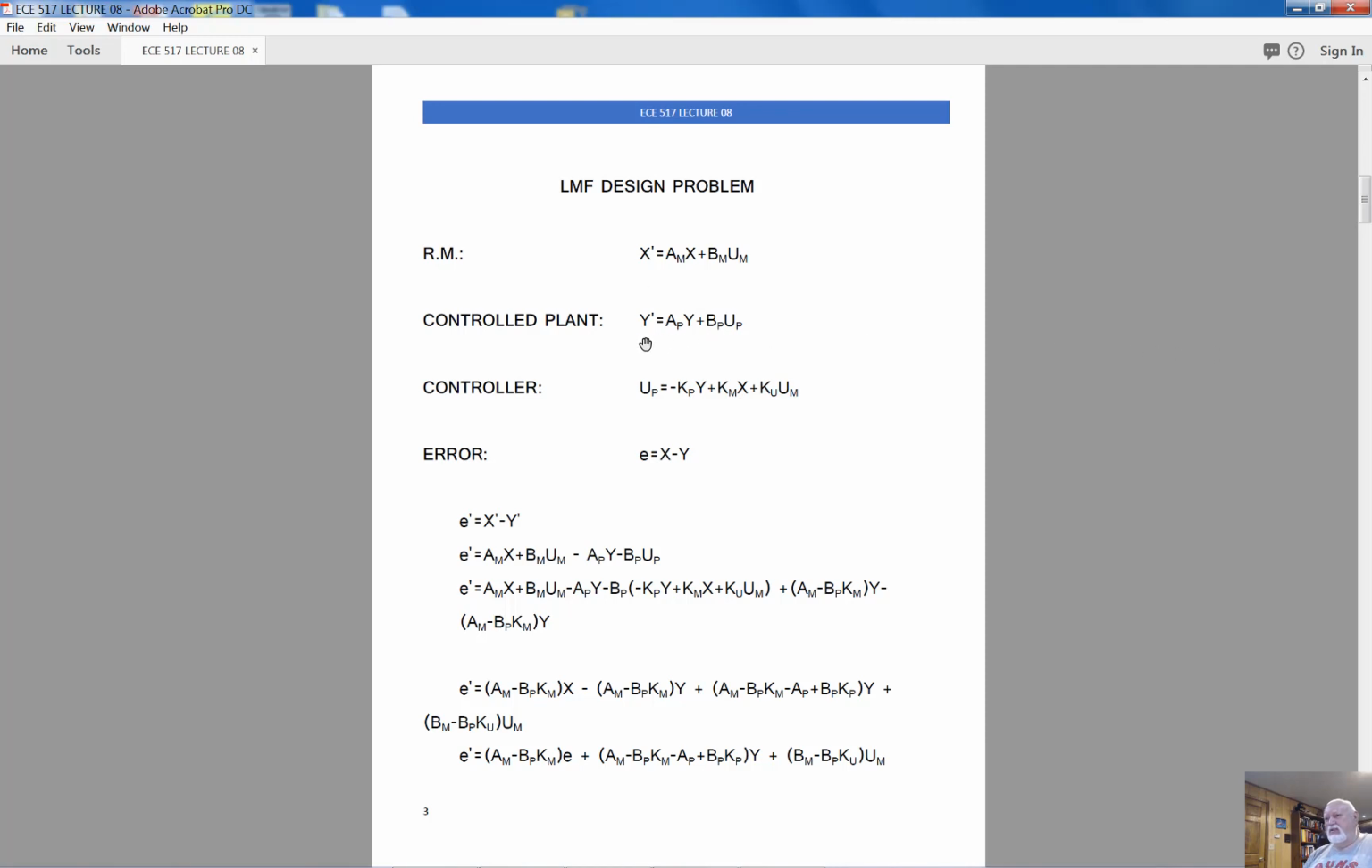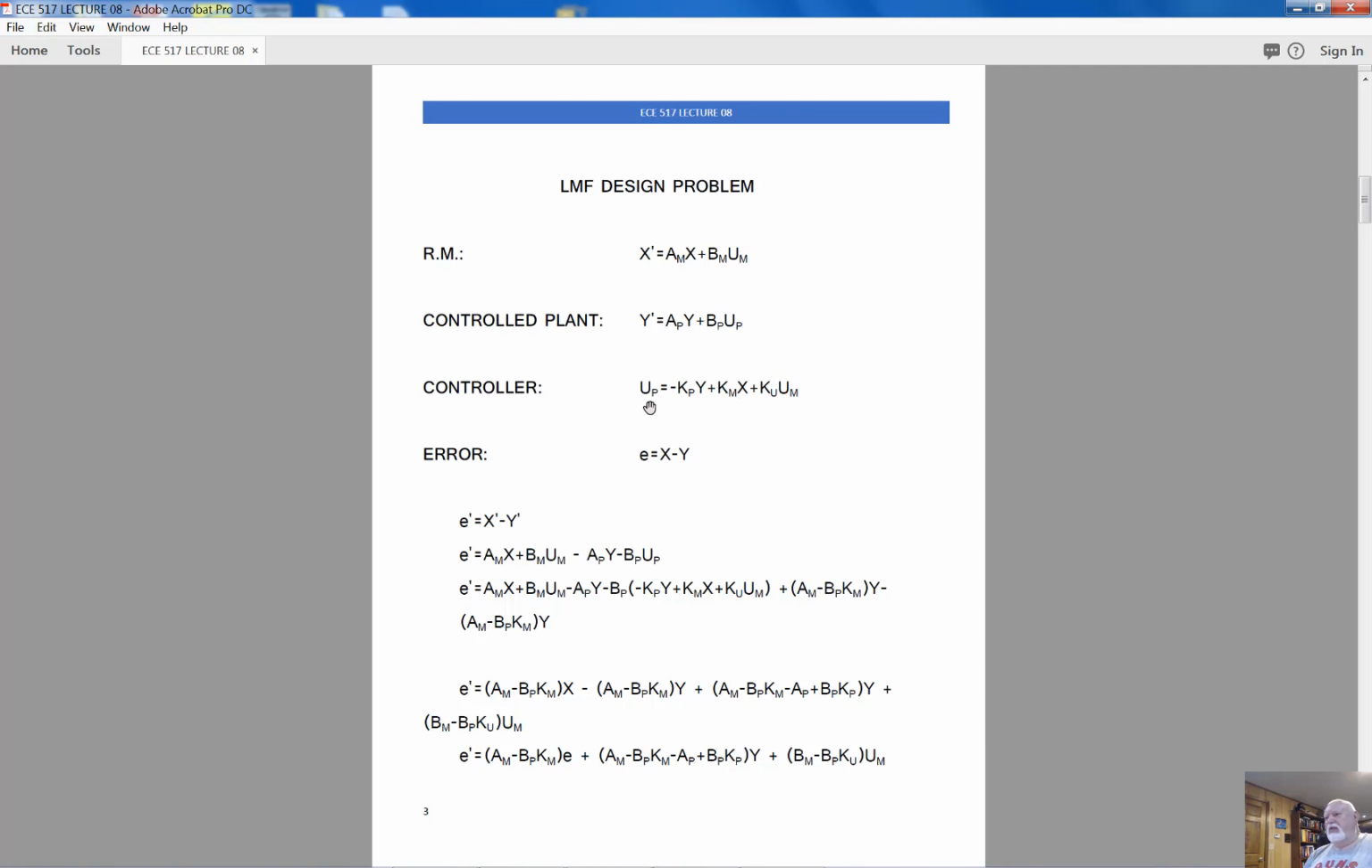The next is the controlled plant. It has state vector y. AP is the fundamental matrix of the control plant. BP is the matrix of the control plant through which control efforts affect individual state variables. UP is the control effort, or input signal of the control plant.